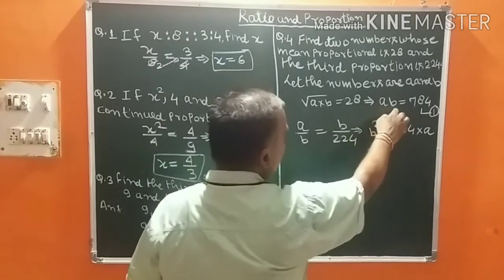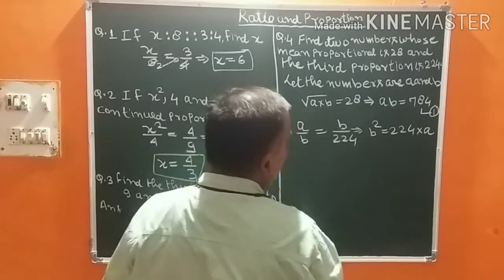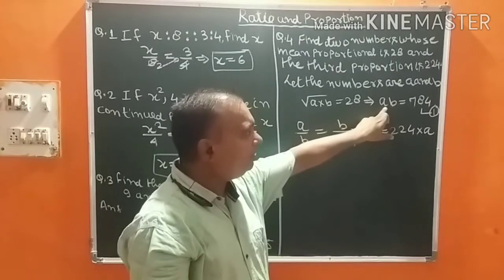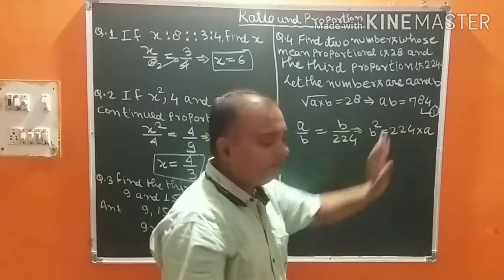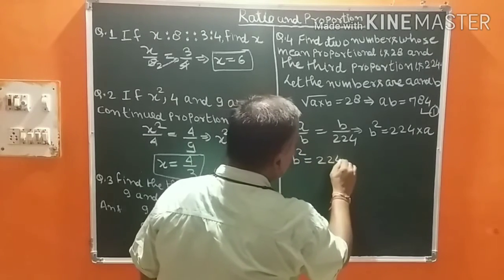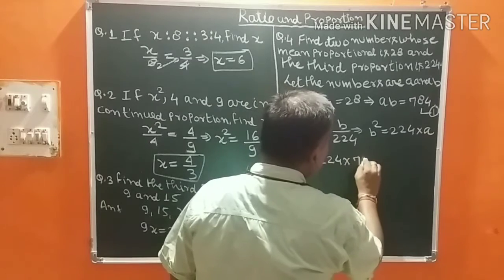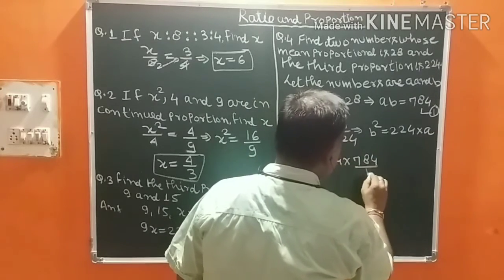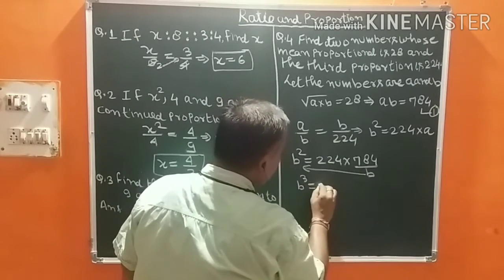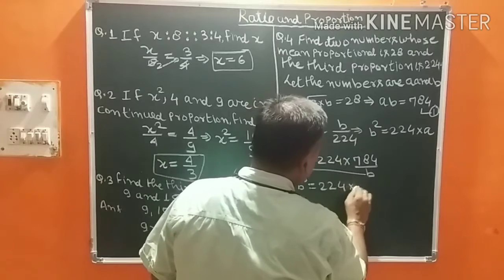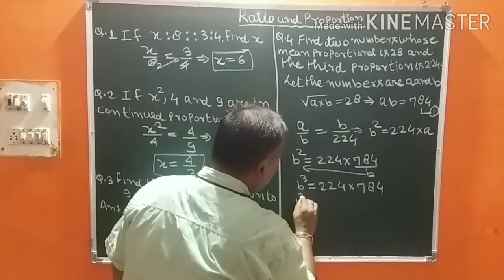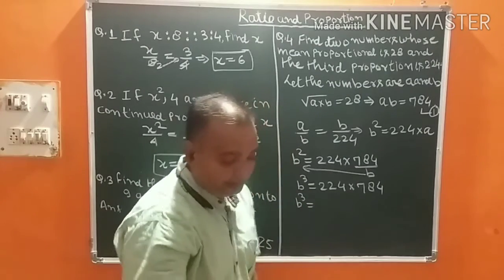Now from equation number 1 put the value of a. What is the value of a? The value of a will be 784 upon b. So can we write b square equal to 224 into 784 upon b. It is clear? Now cross multiply. So that will be b cube equal to 224 into 784.